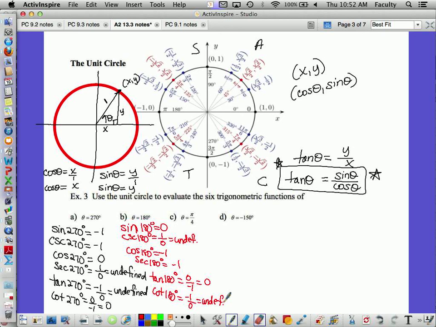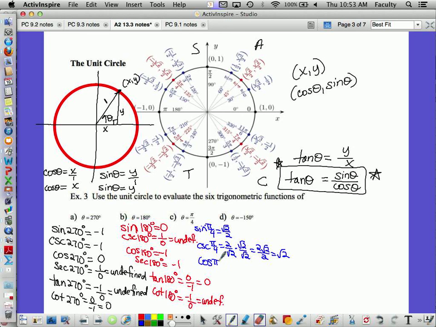All right, let's do pi over 4 then. Sine pi over 4, if I look at my unit circle, I come up here to pi over 4, sine is radical 2 over 2. Cosecant is going to be the reciprocal. So that's 2 over radical 2. Well, I can't leave a radical in the denominator. So I rationalize, and I get 2 radical 2 over 2, which simplifies to radical 2.